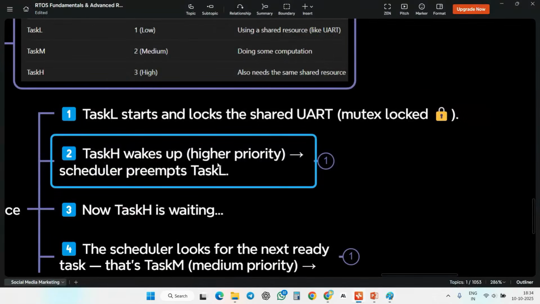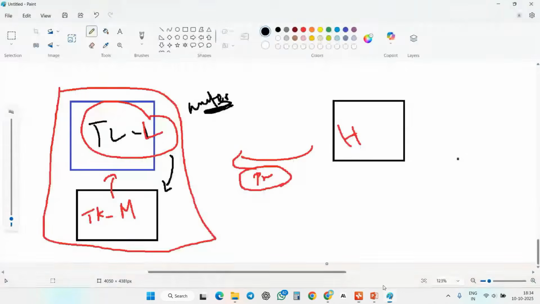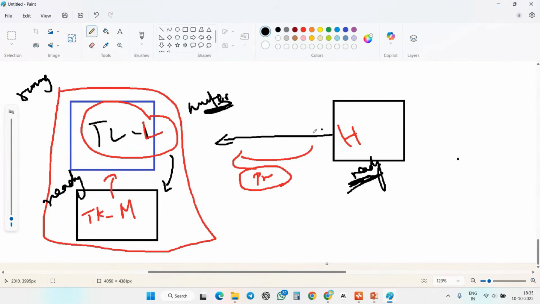So the higher priority task wakes up and preempts the lower priority, right? But when the higher priority task tries to use this UART, it is going to be blocked because the lower task holds the mutex. So currently this is in running state, this is in ready state, and this is also going to be ready. Because it is a preemptive system, it will definitely give priority to the higher priority one, but currently the mutex is held by the lower priority task. So when it releases the mutex, only then does the higher priority task get it.